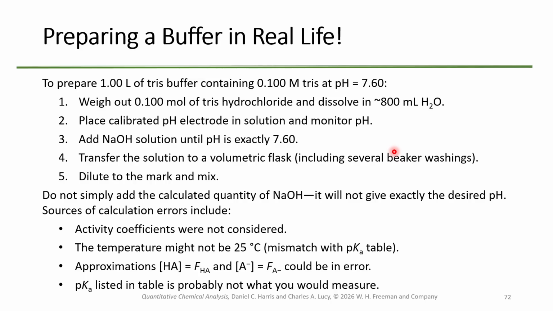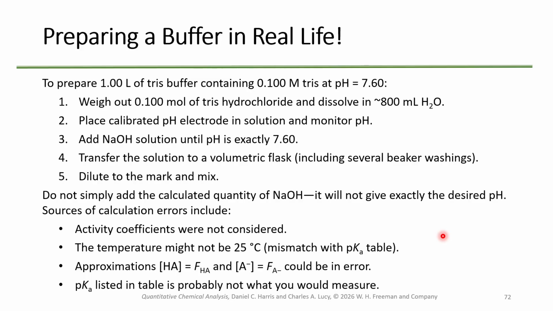You can make buffer systems that have a pH that is not exactly the pKa, but it should never be more than 1 unit away from the pKa. Okay? Because your buffer system is going to be very weak if you do. If you go 2 units away from the pKa, your buffer system is going to break in one direction very easily. Okay? Now, whenever we do this, do not simply add the calculated quantity of NaOH.